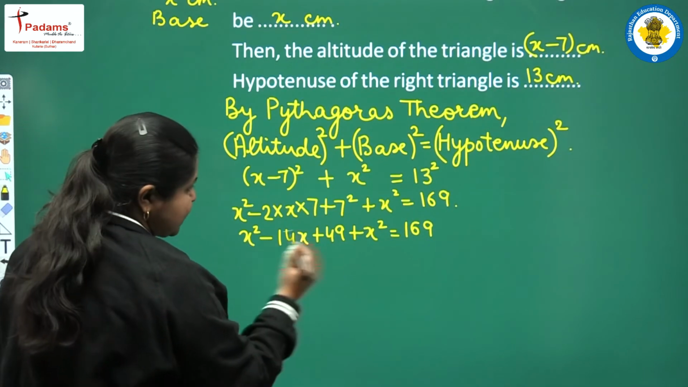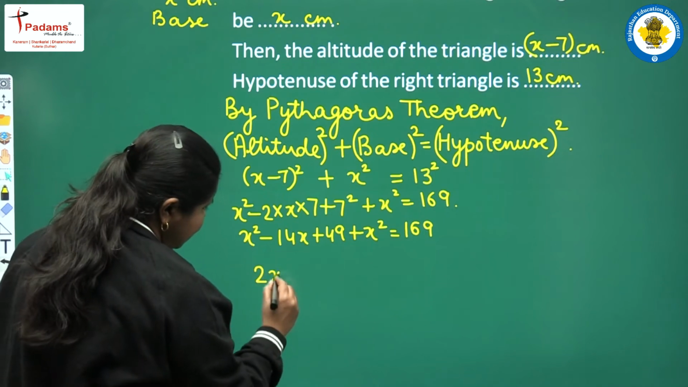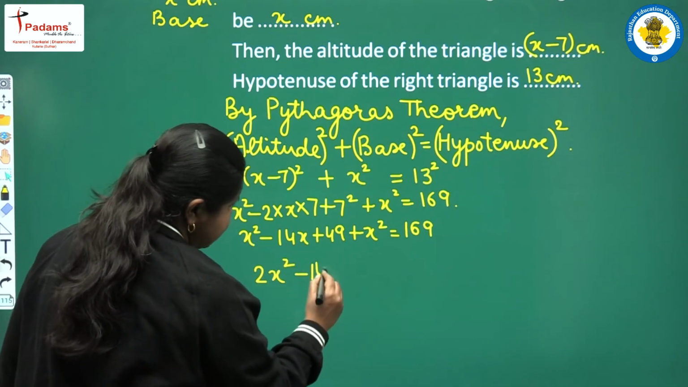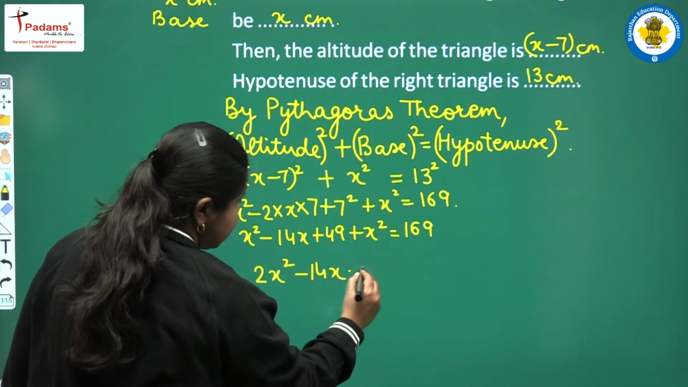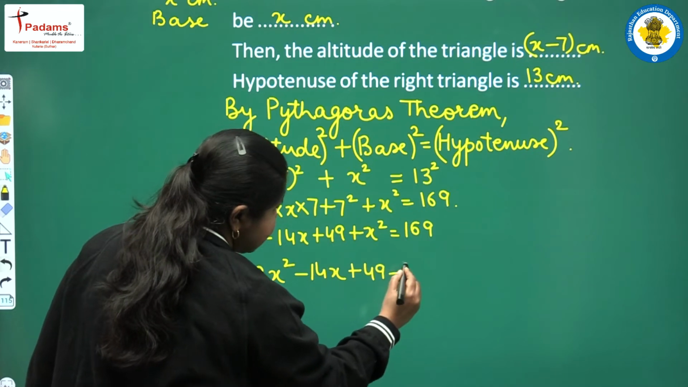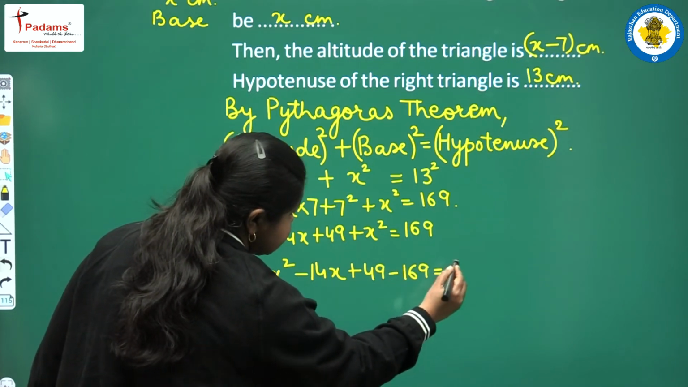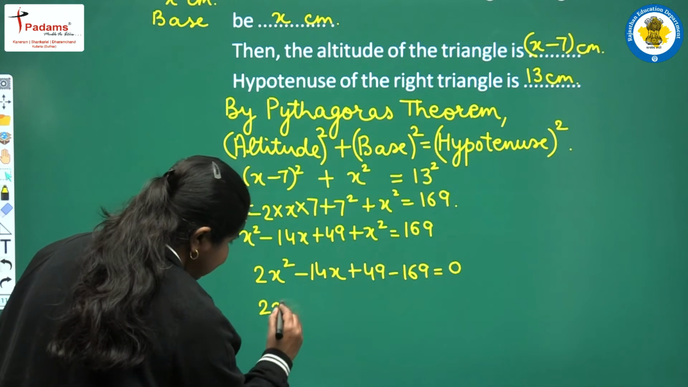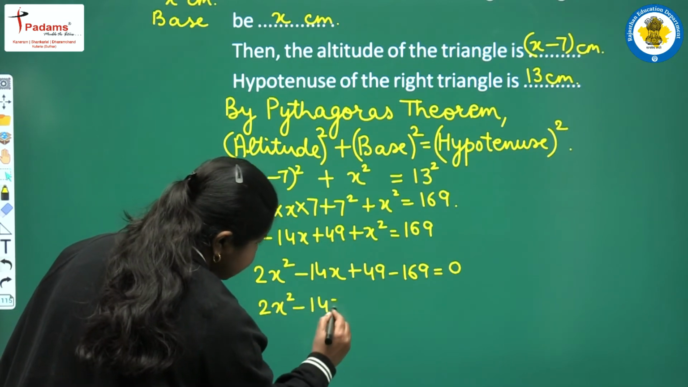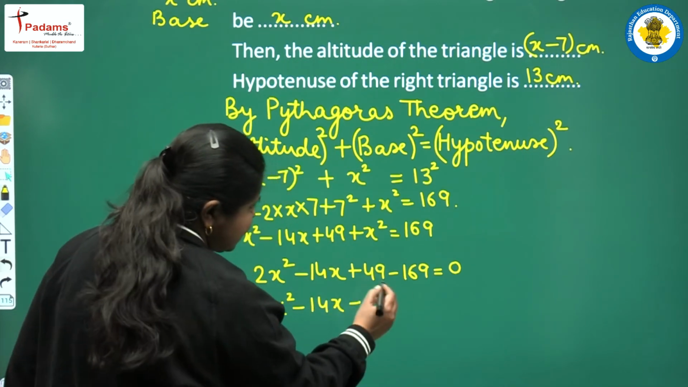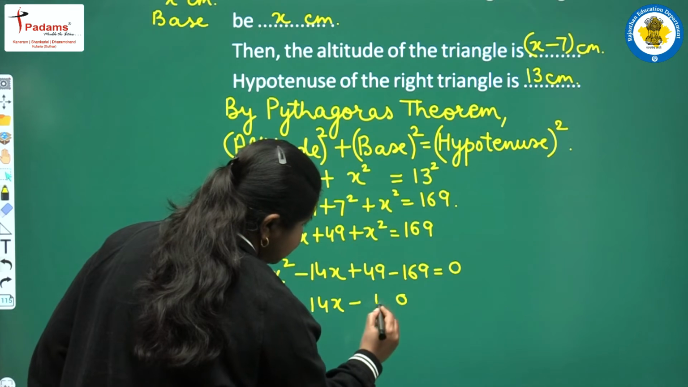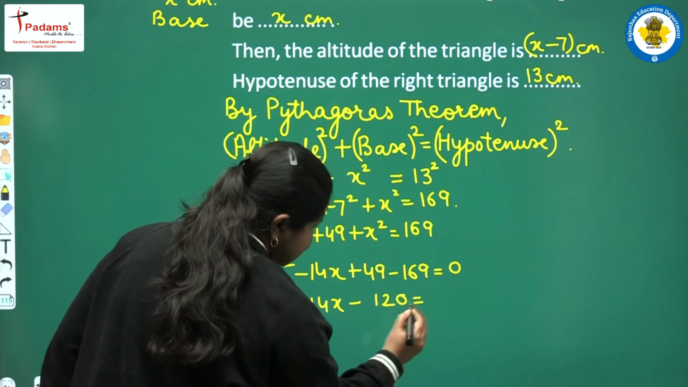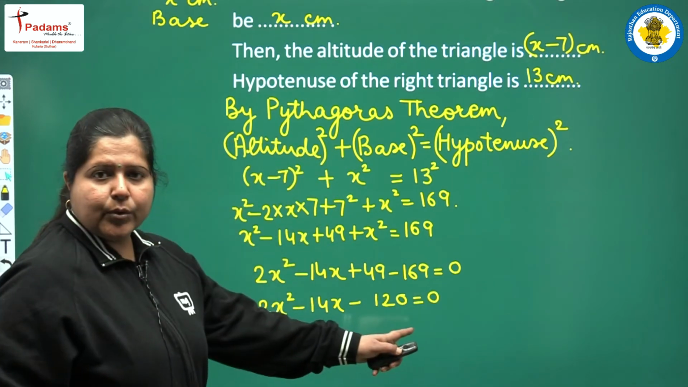यहाँ पर आप देखिए x square plus x square, this will become 2x square minus 14x and then plus 49 minus 169, this is equal to 0. Now simplify again, 2x square minus 14x, and if we subtract these two terms you will get minus 120 and then all this is equal to 0.